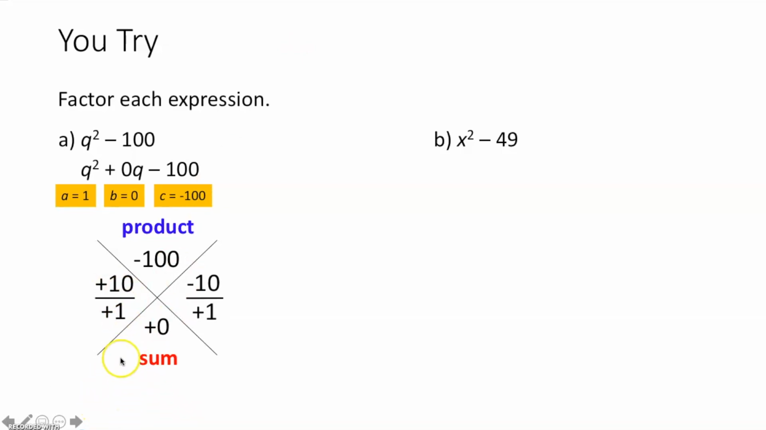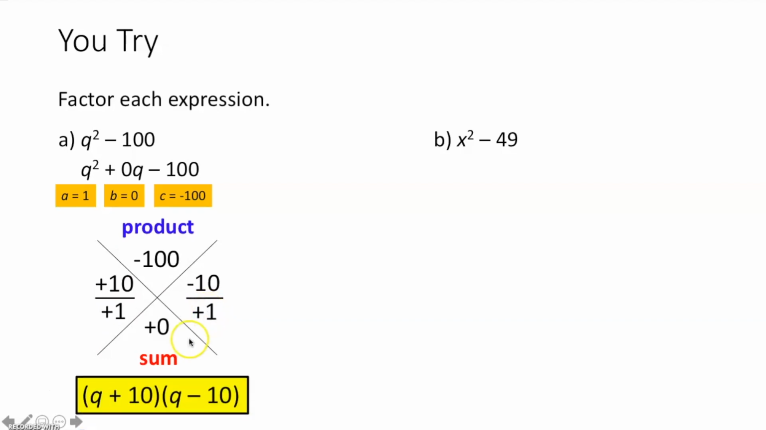So in the first set of parentheses, it's going to be 1q plus 10. In the second set of parentheses, it's going to be 1q minus 10, or q plus 10 times q minus 10. Exactly the same as what we got in our shortcut.